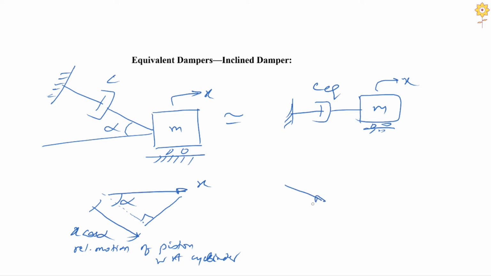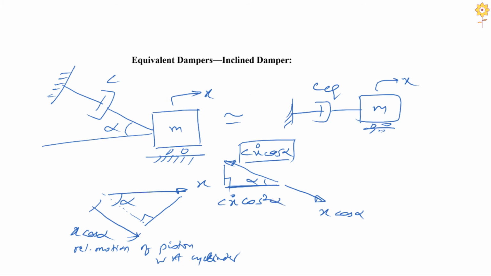Once I know this, that is x cos alpha, I want the damping force provided by the damper, which should be opposite to this, and it is a function of velocity. So I have c multiplied by x dot cos alpha as the damping force aligned with the damper axis. I again take the component of this force along the direction of movement of the mass, with alpha again, which is c x dot cos alpha multiplied by cos alpha, that is cos squared alpha.